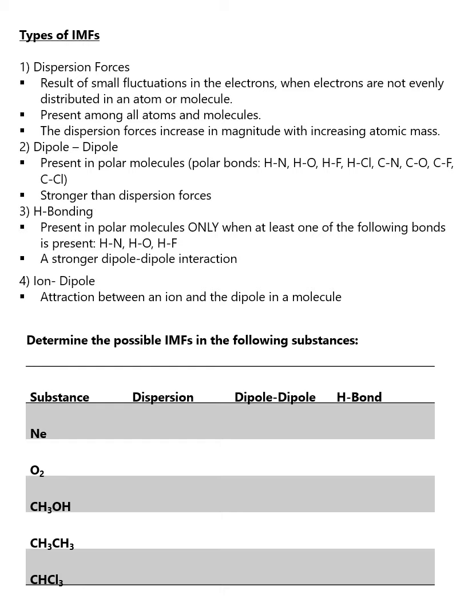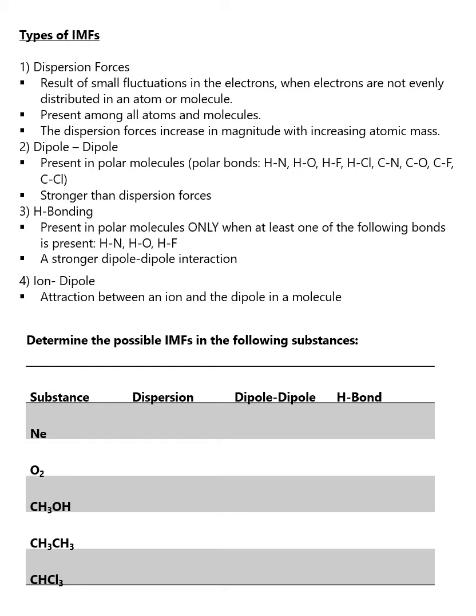These are not charges like losing or gaining electrons. It's just a partial charge that will form because of the movement or displacement of electrons. So there's attraction between opposite charges in your different particles. Remember, these are intermolecular forces, which means that these attractions are going to happen between different particles. It's not within the same compound, but between different particles of a compound. So everything has dispersion forces.